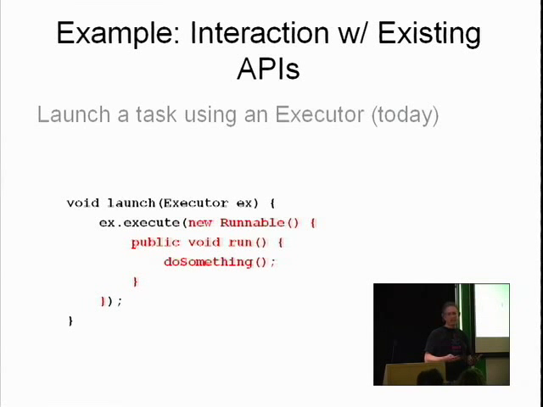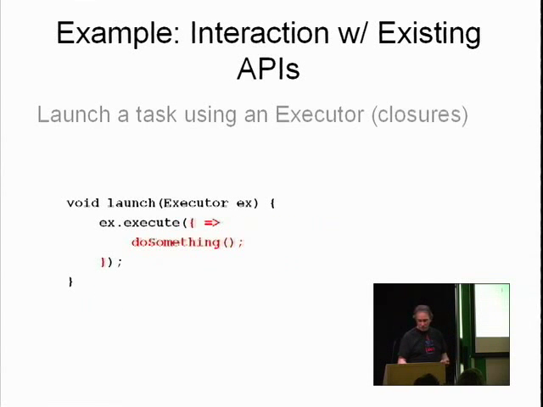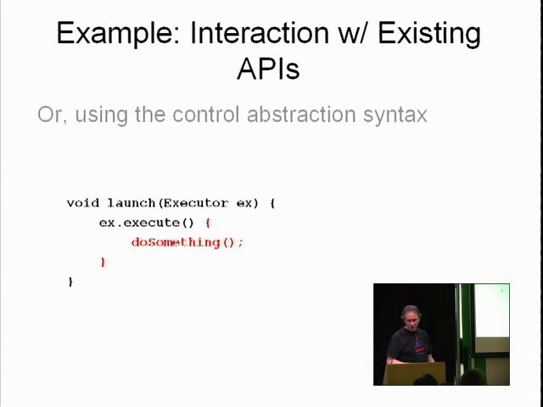And because of the closure conversion, it does. You can write this way. If you have an executor ex, ex.execute, open paren, and then between the parens, you write a closure. Open curly, arrow, bunch of statements, close curly. In fact, you can even use the control invocation syntax here, if you want, to do it this way.